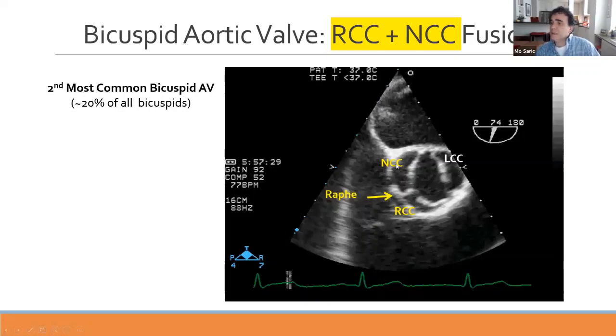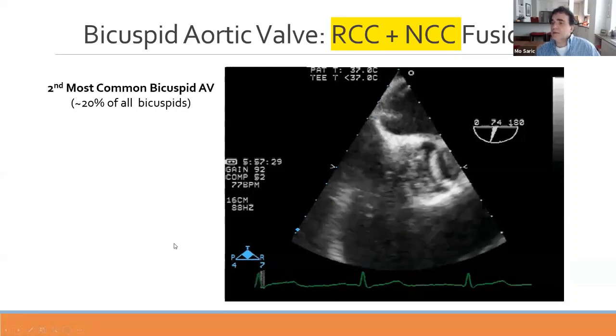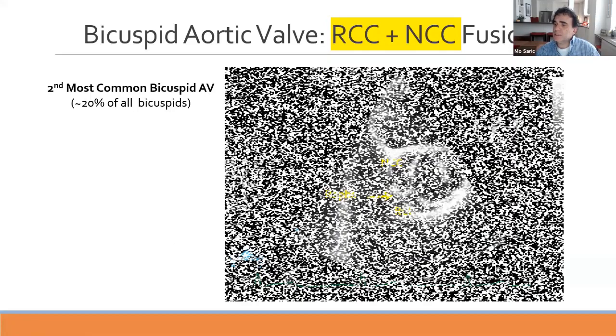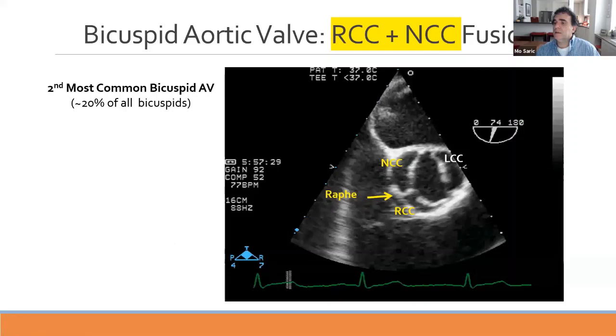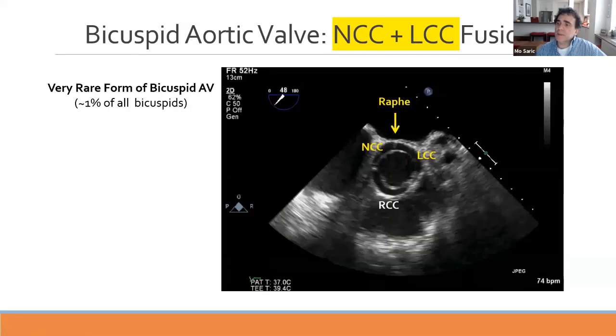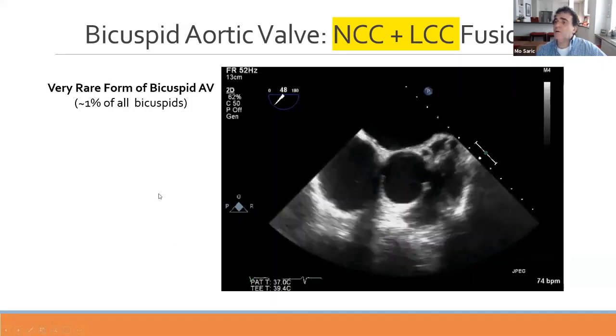Here, there is a raphe between the non and the right coronary cusp, first in a still image, and then I'll show you in a moving image. Again, if I freeze the image, there is a raphe between the non and the right coronary cusp. And the remaining pattern of the non and the left coronary cusp is very rare, maybe 1% of all bicuspids or even less. And this is one such case where there is a very tiny raphe between the non and the left coronary cusp on a transesophageal echocardiogram, first on a still image and now on a moving image.